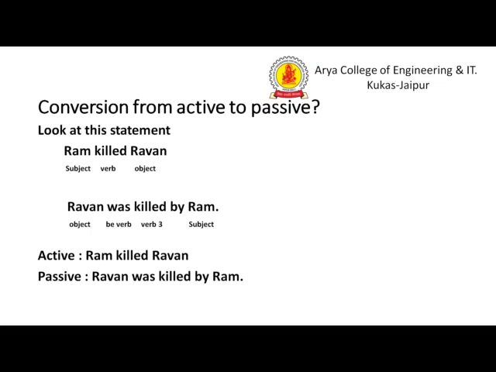Ravan was. Here in the past tense, the auxiliary verb, the be forms, have to be used when we are converting active to passive voice, was and were, according to the suitability of the subject. According to the subject we have to apply the verb. So here we have to use was killed by Ram. The answer should be like this: Ravan was killed by Ram. This is the common conversion when the sentence is in the simple past.